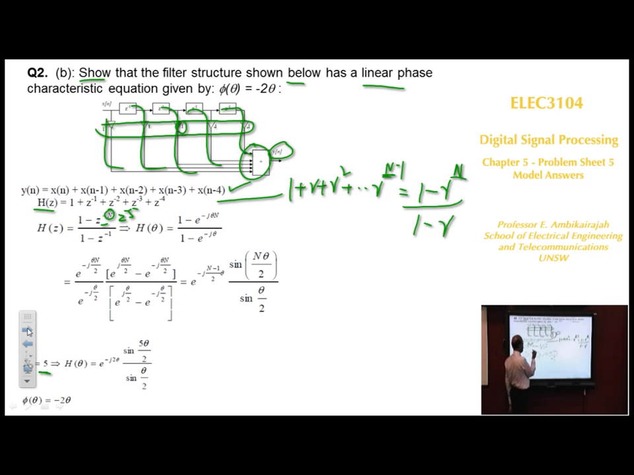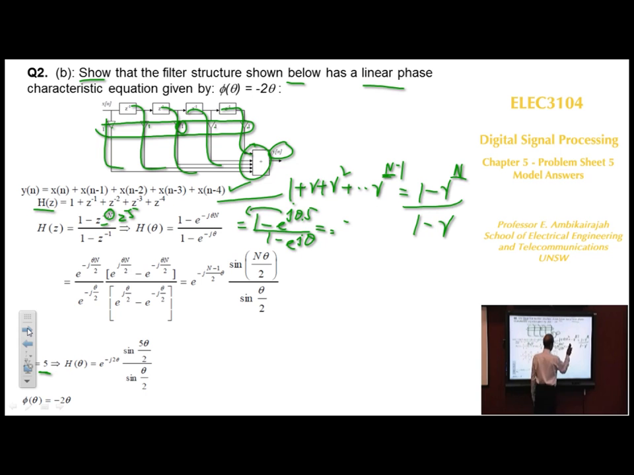But you can start straight away here. You can say 1 minus e to the minus j theta 5 over 1 minus e to the minus j theta. You can do that way as well, okay? Or you substitute n equal to 5. So once you have this, some people find it difficult with n, so you can just have this one. Then the next thing would be, you can see it here, you must take out half of this outside. So this should be equal to e to the power minus j, sorry.